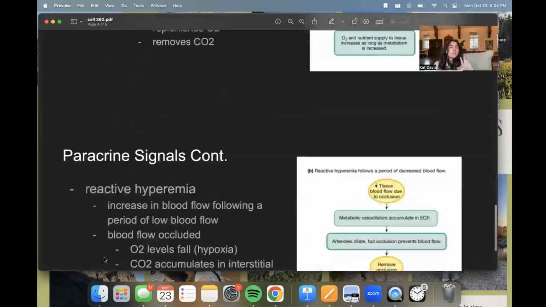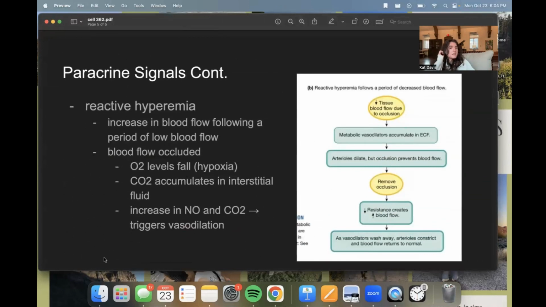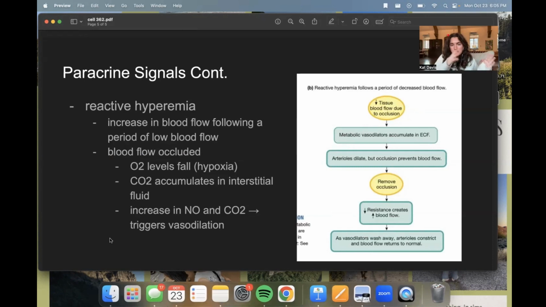On the other hand, you can have reactive hyperemia. This is also an increase in blood flow, but it's due to a period of blood loss or of low blood flow. So that's why it's reactive, because it's reacting to occlusion. So when blood flow is occluded, you're going to have low levels of oxygen, and CO2 is going to accumulate in the interstitial fluid. And then you need to remove that occlusion.